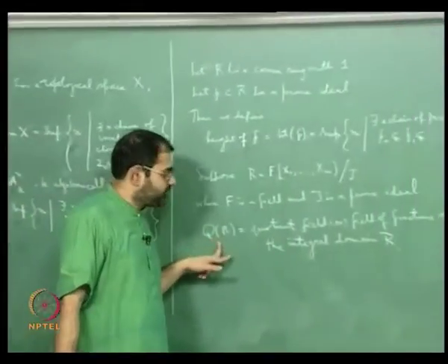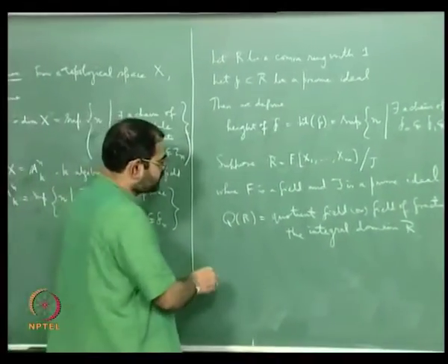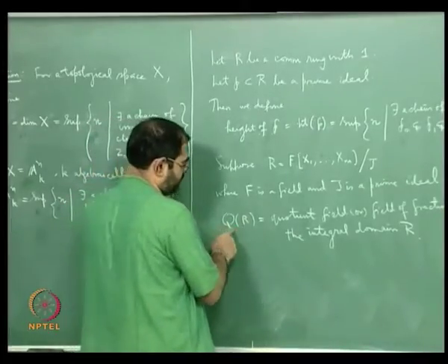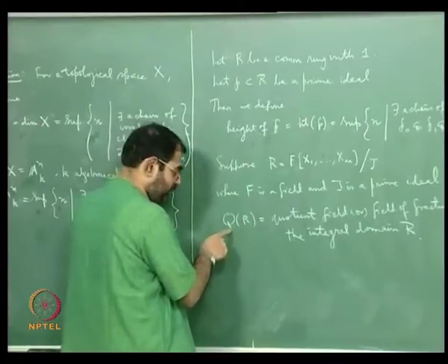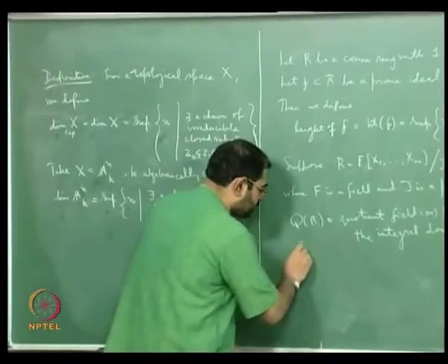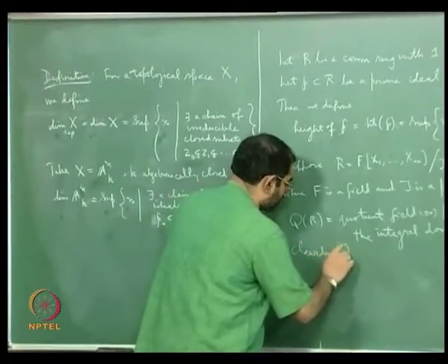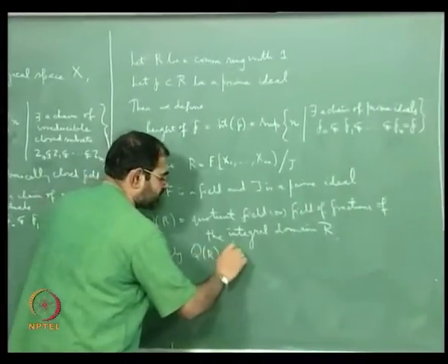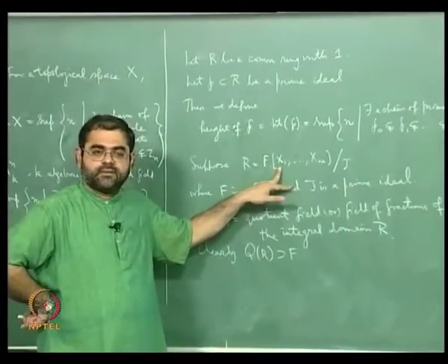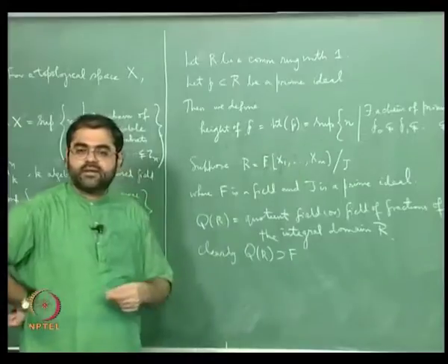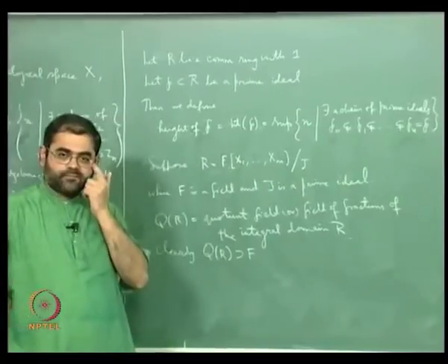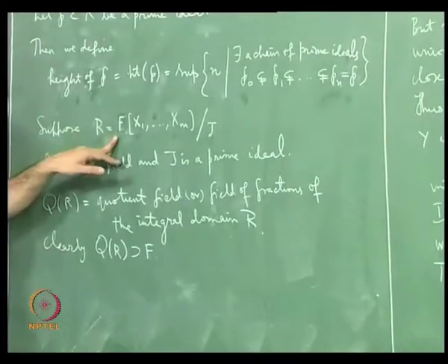So you take the field of fractions, and you can see that this will contain f, okay. Clearly Q(R) contains f, because f is anyway contained in the polynomial ring as constant polynomials, okay, and you are going modulo a prime ideal, okay. So in particular you are not going modulo everything, okay.